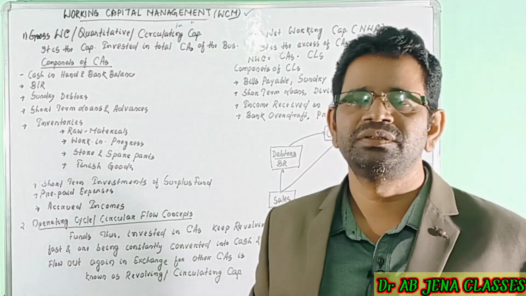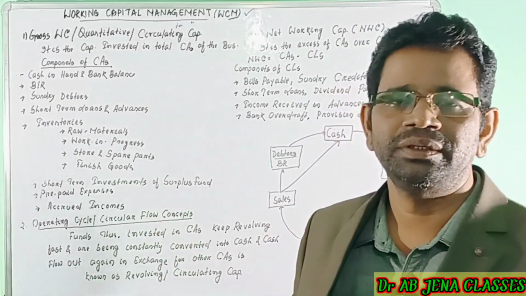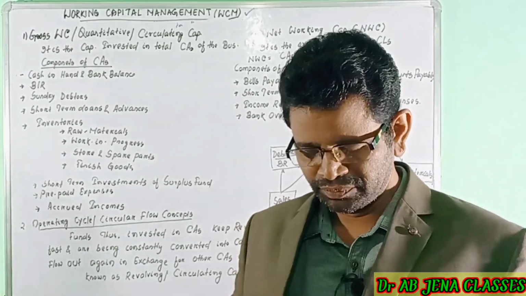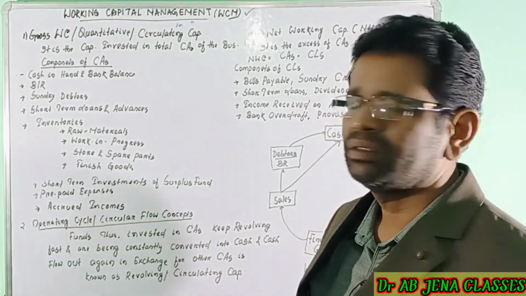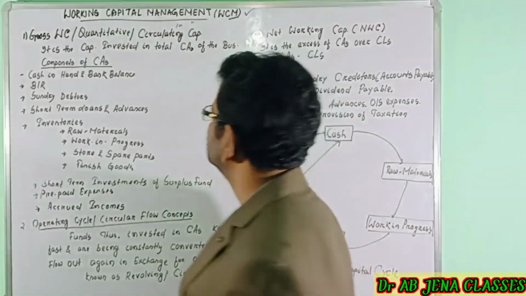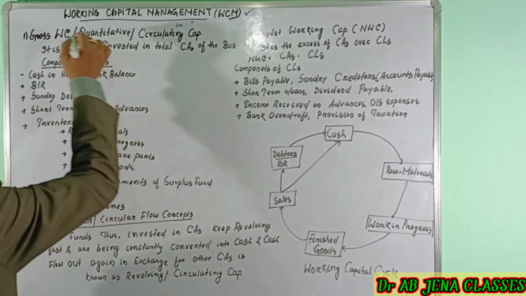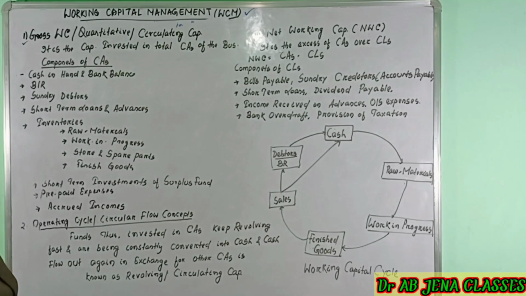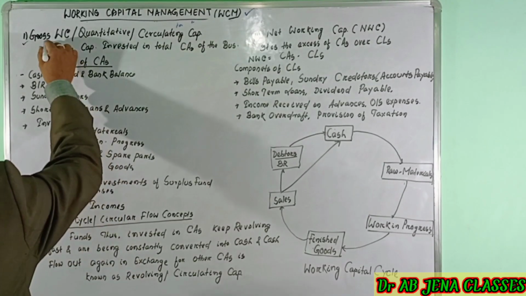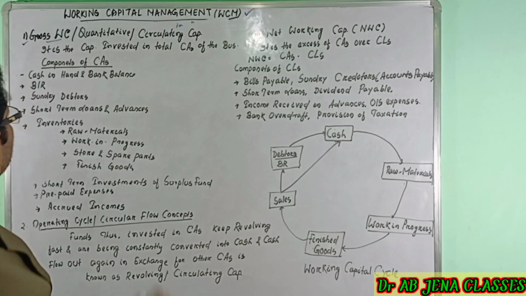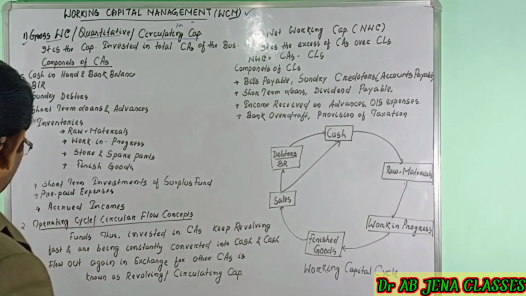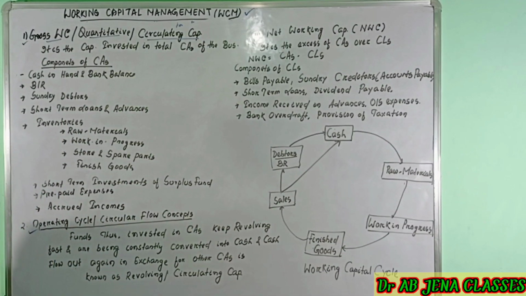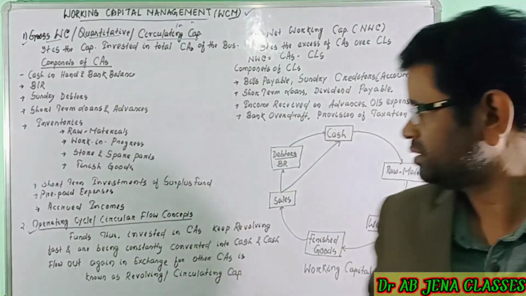Okay, friends, now we will discuss the second part of this video lecture. We have already discussed the first part of working capital management, and now we will discuss the concepts of working capital management. There are two concepts. The first one is gross working capital, which you can also call the quantitative or circulating capital, and the second one is the operating cycle or circular flow concept. Dear friends, kindly take a screenshot.